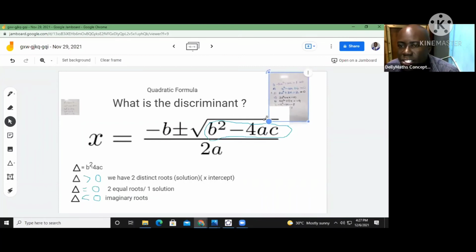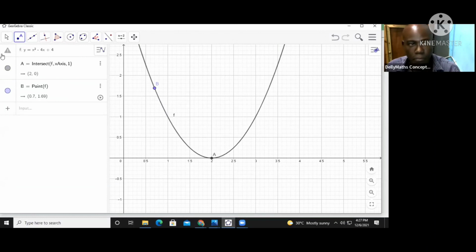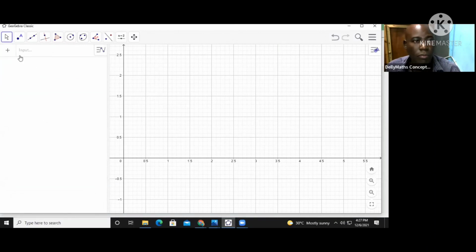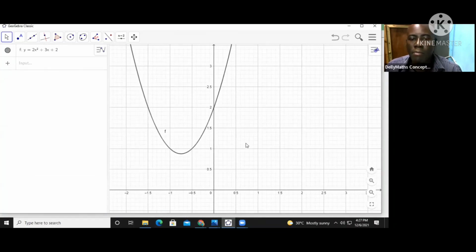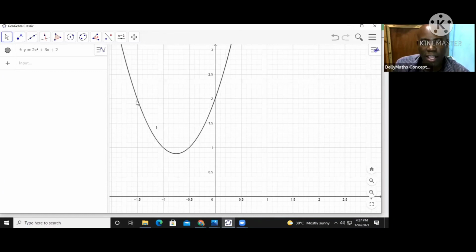I think I have a case here. 2x squared plus 3x plus 2. Here it is. If y is equal to 2x squared plus 3x plus 2, well, look at that. Remember, for us to get a solution, the graph needs to cross the x-axis. Did this one cross the x-axis? Look at it for yourself. Did it touch the x-axis at all?